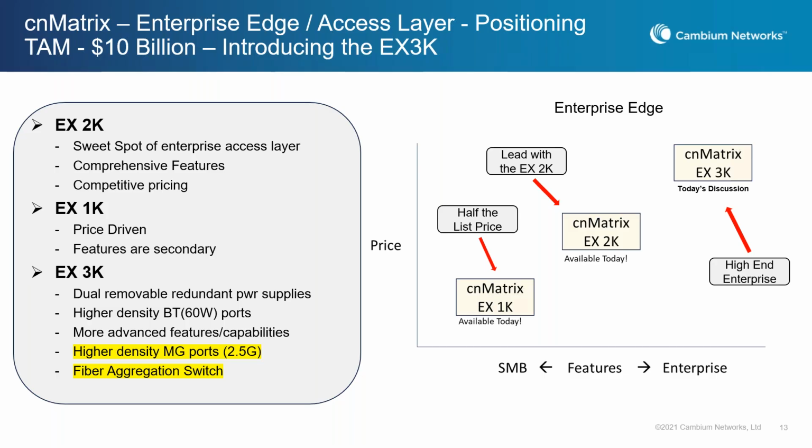Now, the EX3K is for higher end enterprise deployments. It costs more money, of course, but it brings a lot of extra features and capabilities. One, probably the most obvious one, is dual removable redundant power supplies. So there are some customer deployments where they won't even consider a switch if it doesn't have dual redundant power supplies. So that's what comes with our EX3K series of switches. Also, the Ethernet ports, some of them have more than the typical 30 watts of PoE power.